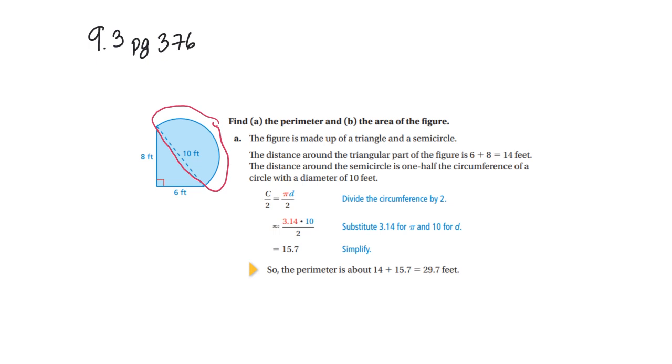Now all we need to do is add that to the 8 and the 6, which is 14, which would have given us a total perimeter of 29.7 feet. So you see what they did? They added up the two sides and then added up that semicircle there, which is just half the circumference, okay?